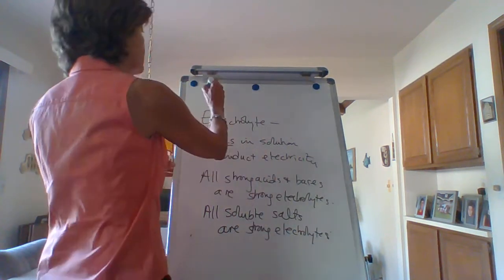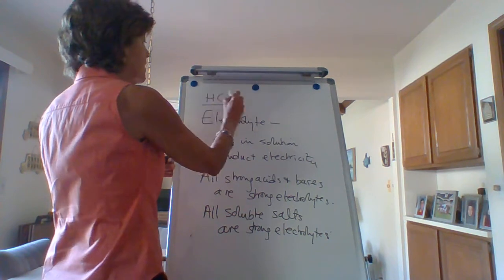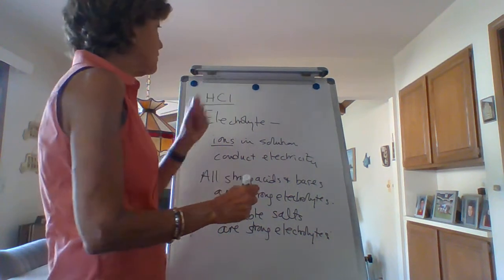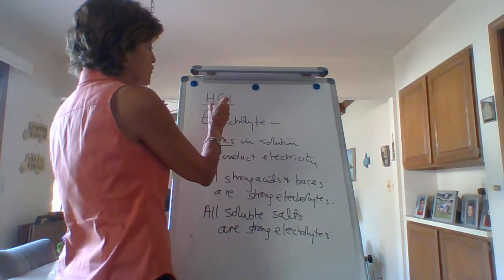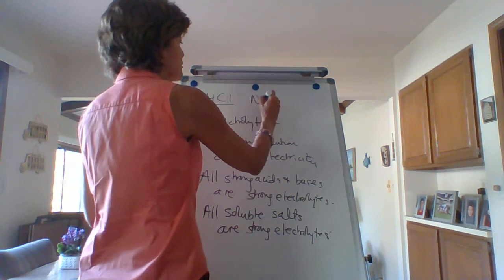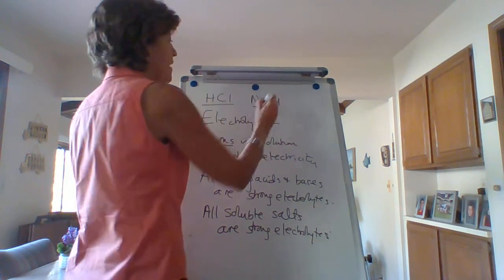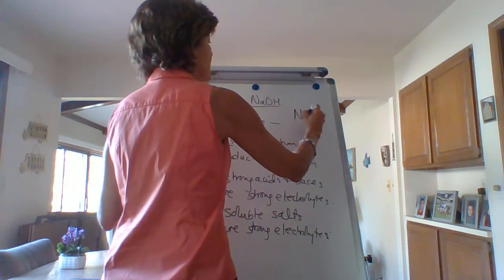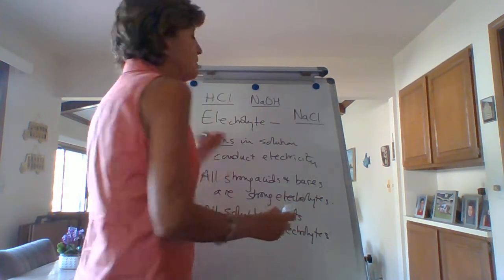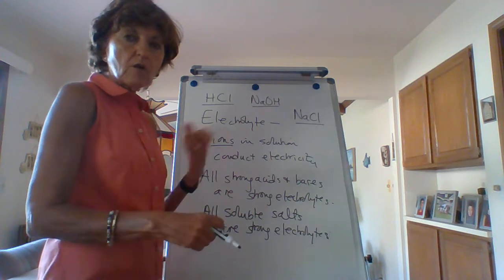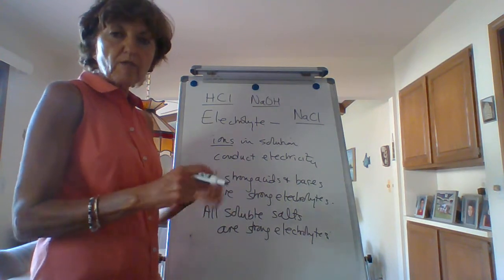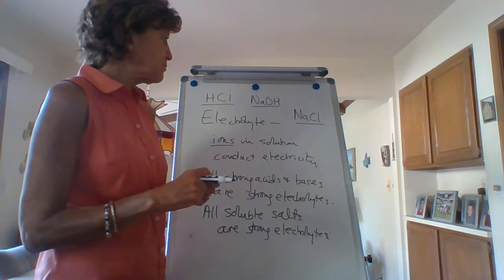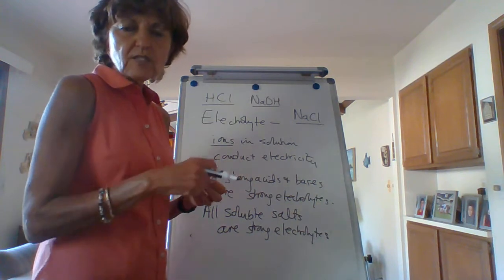So if I tell you, is this a strong electrolyte? Yes, it's going to light that light bulb quite a bit. Why? Because it's a strong acid. Is this a strong electrolyte? Yes. Why? Because it's a strong base. Is this a strong electrolyte? Yes. Why? Because it's a soluble salt, because all group 1A were soluble. Remember that from 2 chapters ago. So that's what I need you to know about electrolytes.